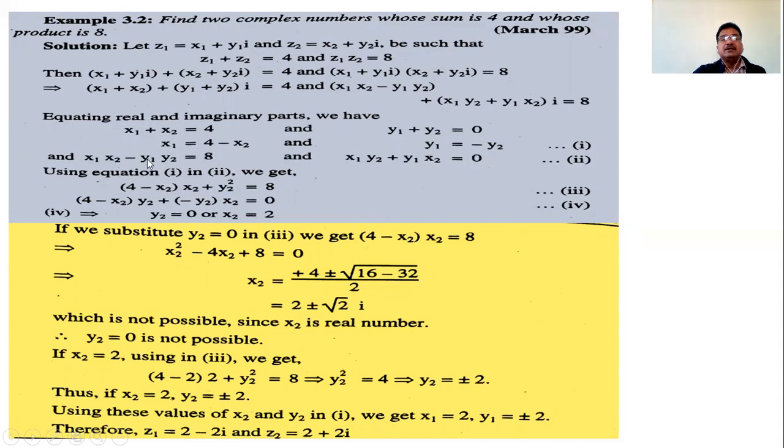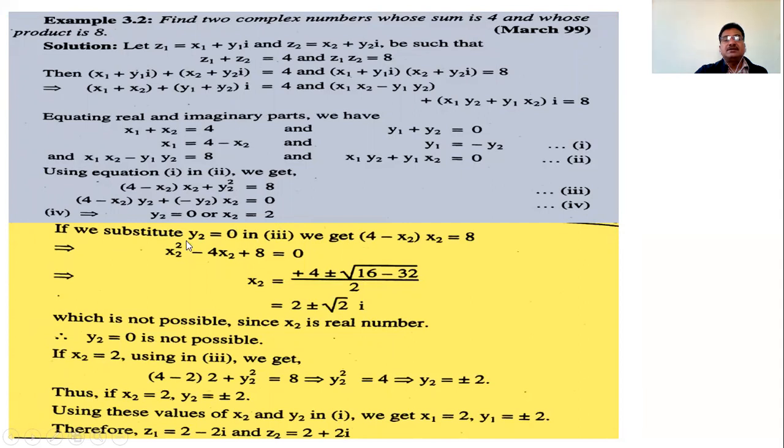From the first equation, we have x1 is 4 minus x2, and then substitute this 4 minus x2 at this place. And from this, y1 is minus y2, substitute at this place. We have this equation, and then take y2 as common. So we have y2 in bracket, 4 minus x2 plus x2, that is 4 minus x2 minus x2, and that is 4 minus 2 x2 is equal to 0. So y2 is 0, or 4 minus 2 x2 is 0, which means x2 is equal to 2. So we have this answer.